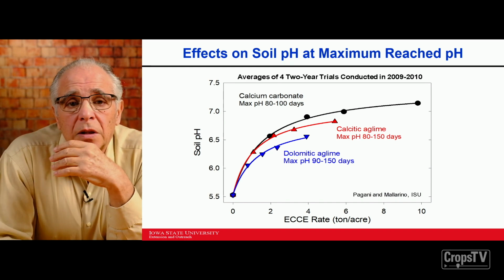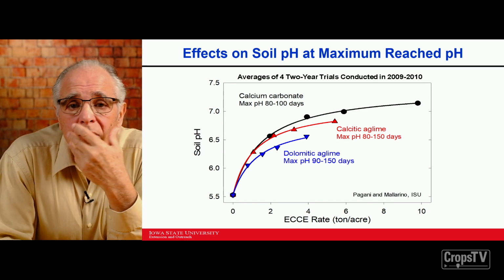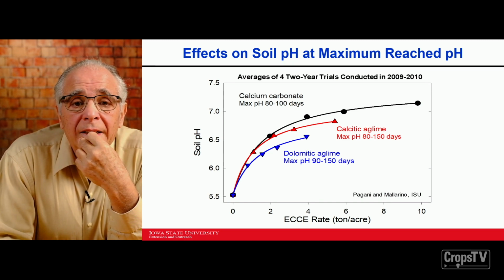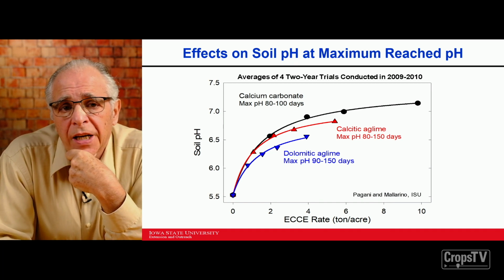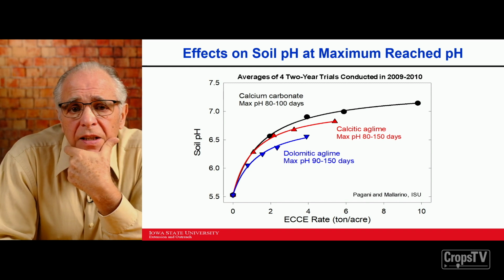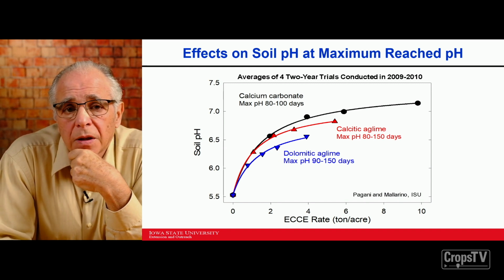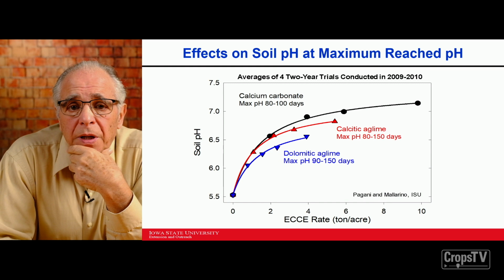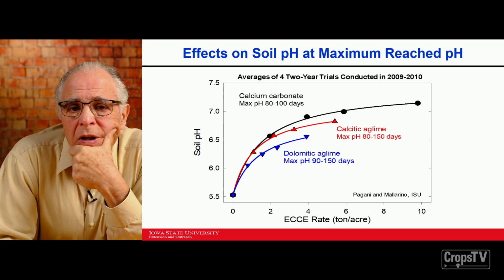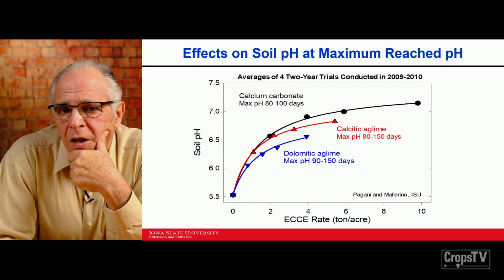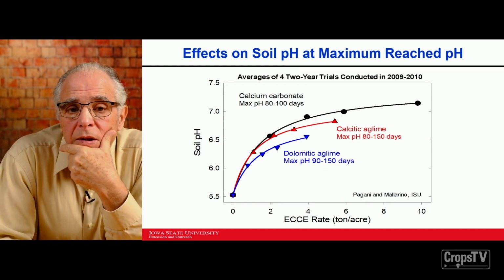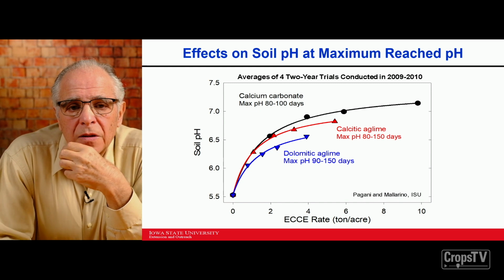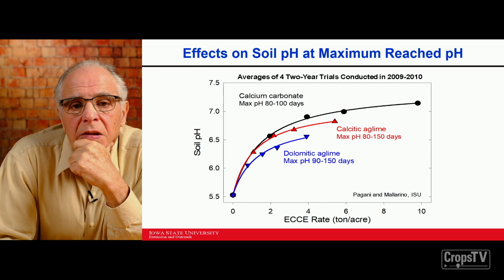But this shows that, of course, the pure calcium carbonate was much better, and the maximum pH across the different sites was achieved within 80 or 100 days. The calcitic lime was very close to the calcium carbonate, and the maximum pH in some fields was achieved at 80 days, but sometimes 150 days. And the dolomitic lime took a bit longer. The maximum pH was achieved between 90 and 150 days in some fields.